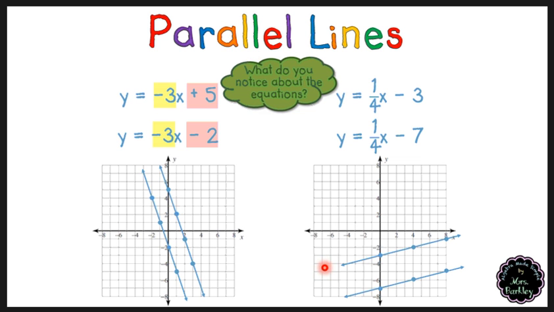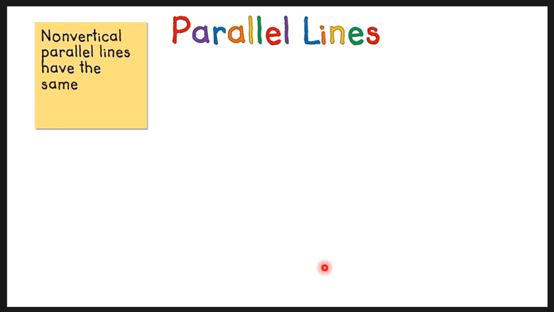So let's look at the second pair. If we have y equals 1/4 x minus 3, our slope is 1/4. And looking at the next equation, our slope is also 1/4. And our y-intercept of the first equation is at the point 0, negative 3. And the y-intercept of the second equation is at the point 0, negative 7. So here we can also see that our slopes are the same and our y-intercepts are different. So we can generalize parallel lines as lines that have the same slope and different y-intercepts. And we're also talking about non-vertical parallel lines.